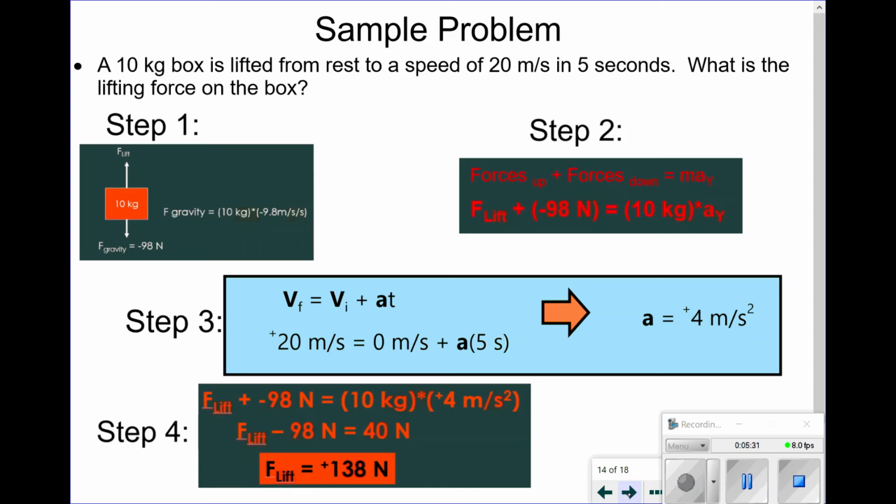Here we have a sample problem where I have a 10-kilogram box that's going to be lifted from rest to a speed of 20 meters per second in 5 seconds. And I want to find the lifting force on the box.